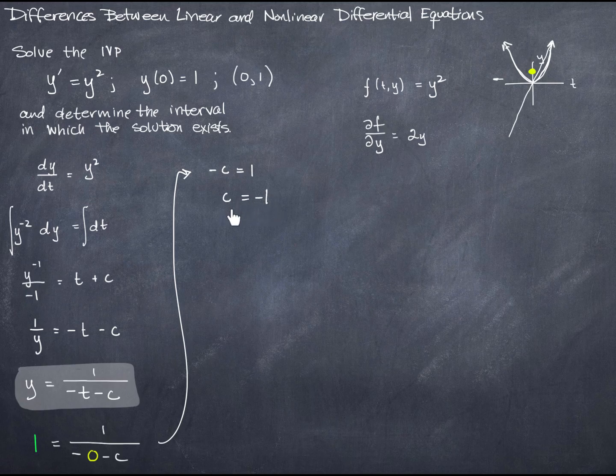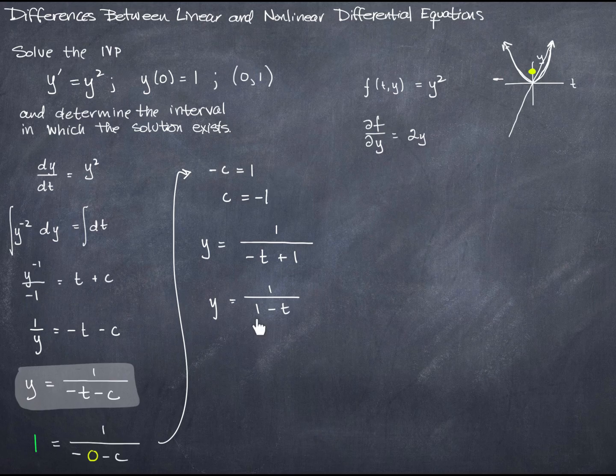And then I'm going to take that value for c and plug it back into my general solution. So I get y equals 1 over negative t plus 1. Obviously, a negative 1 is positive 1. And I could write it that way, or I could write it as 1 over 1 minus t. Kind of doesn't matter, but we really like those leading numbers to be non-negative whenever possible. Just feels a little tidier.